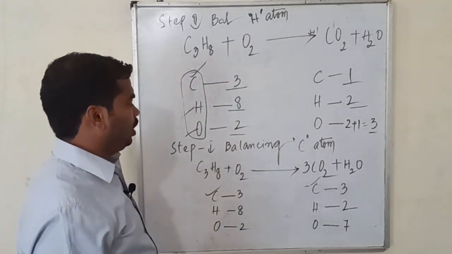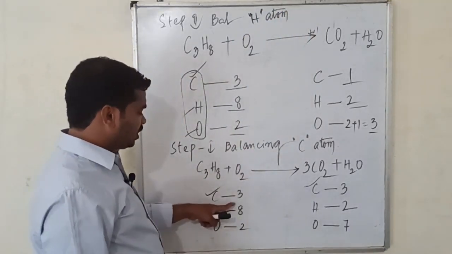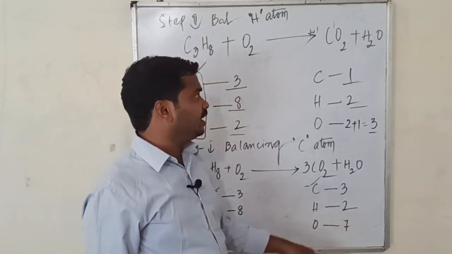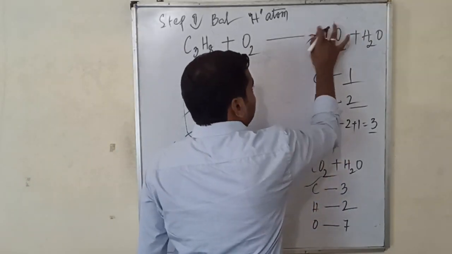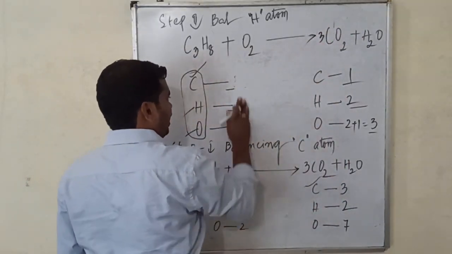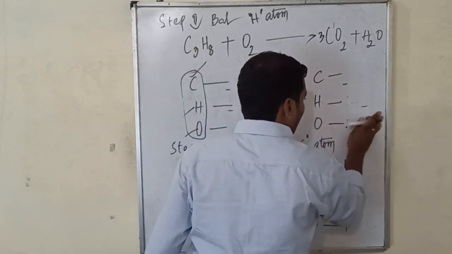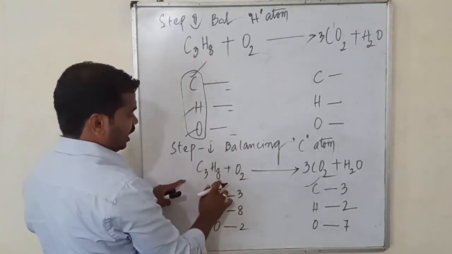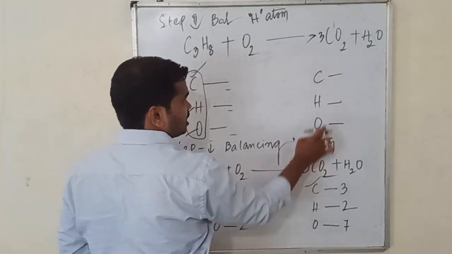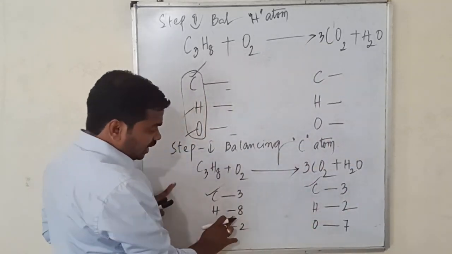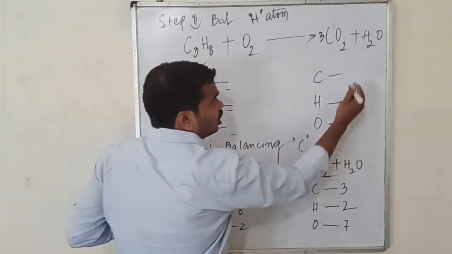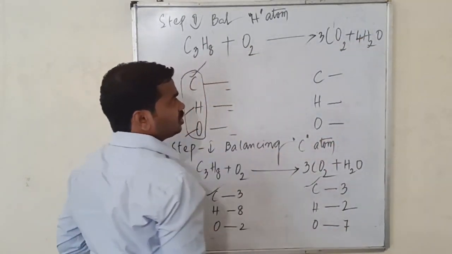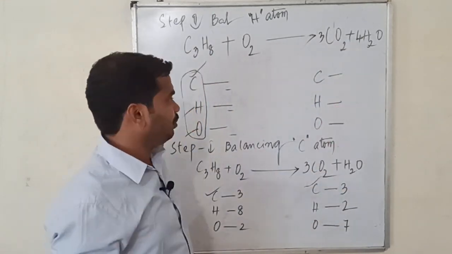Balancing hydrogen atom. Now you see how many hydrogens are present here? 8. So how many hydrogens must be present over this side? It must be 8. So how can we make 8 hydrogens? You have to rewrite all these. I'm just erasing on my own. This equation I have written the same, C3H8 plus O2 giving rise to 3CO2 plus, and you need 8 hydrogens on the product side, right? So what I am doing is putting 4 into 2, 8 hydrogens. Is it 8 hydrogens now? Yeah, it makes 8 hydrogens.